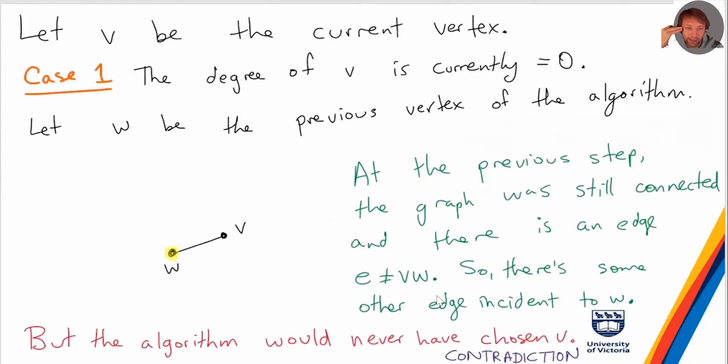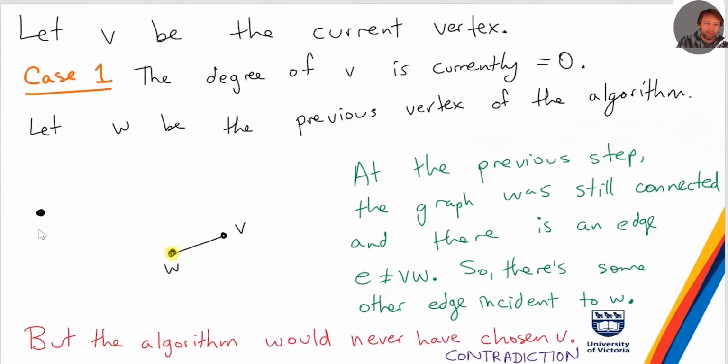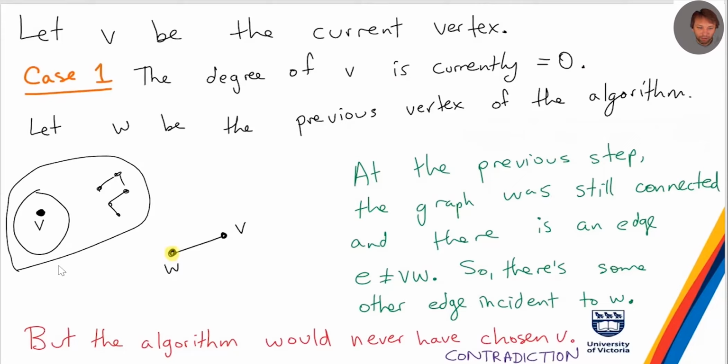So there's two different ways that this problem can happen. So let V be the current vertex of the algorithm. So one thing that could be bad is if V has degree zero, so this is the current vertex of the algorithm, but there's still some edges in the graph somewhere, right? Because then there's no way to choose the next vertex. So that would be a failure, this picture. So V is the current vertex.